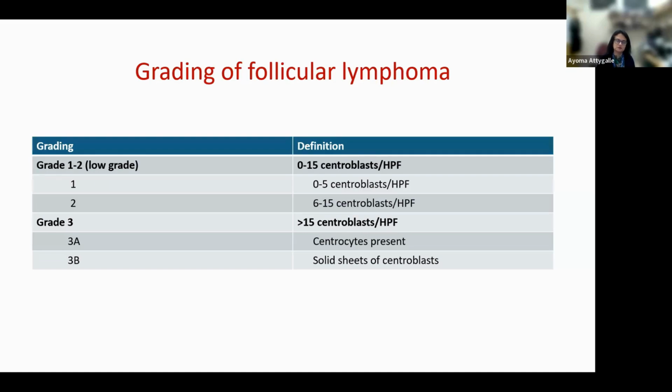Grade 3B in the new WHO classification is referred to as follicular large B-cell lymphoma because it is, as I'll come to in a minute, different from the classic follicular lymphoma, which is grades 1, 2, and 3A. It's more akin to diffuse. Grade 3B is more akin to diffuse large B-cell lymphoma.